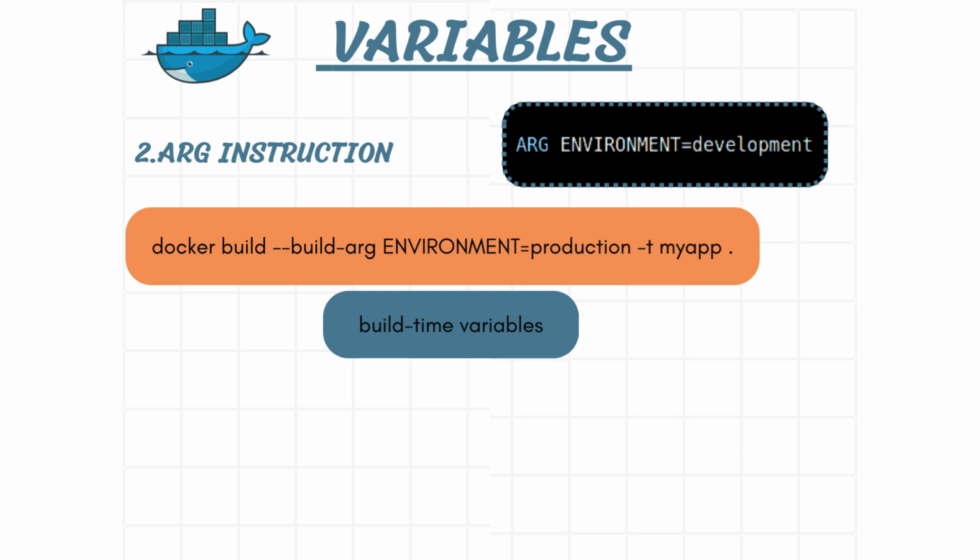Using build-time arguments simplifies the process of switching between environments and ensures build-specific configurations do not leak into the runtime environment. ARG variables are only available during the build process and do not persist in the final image.